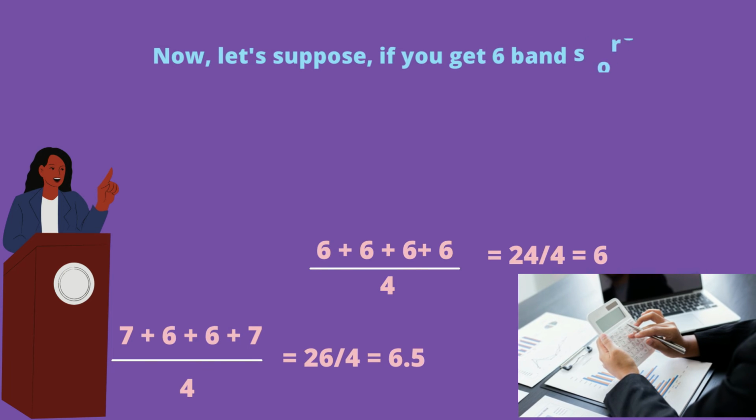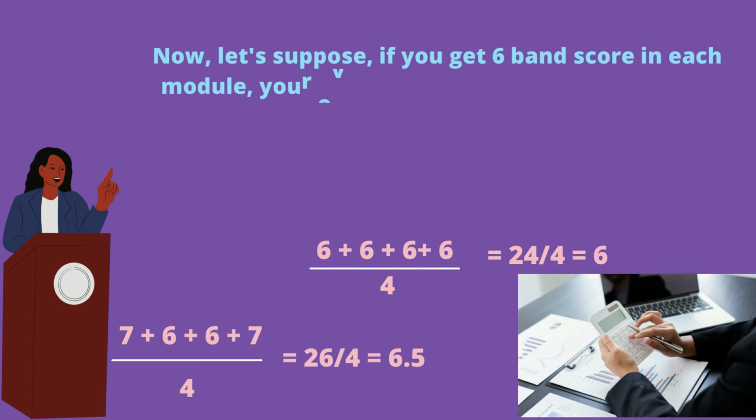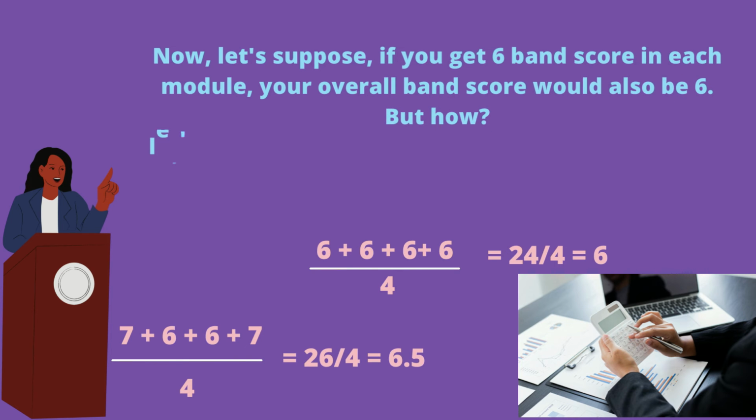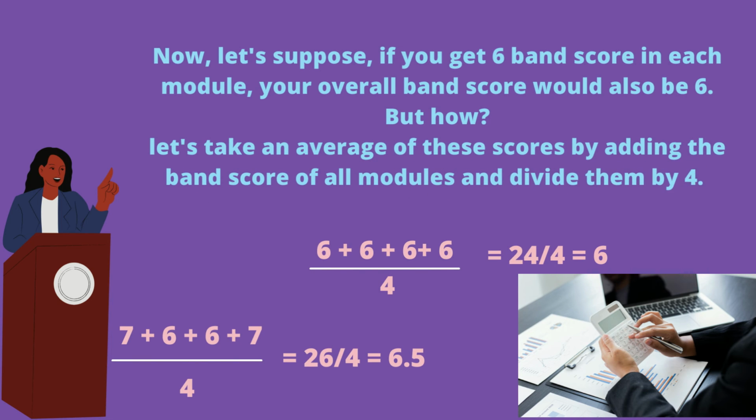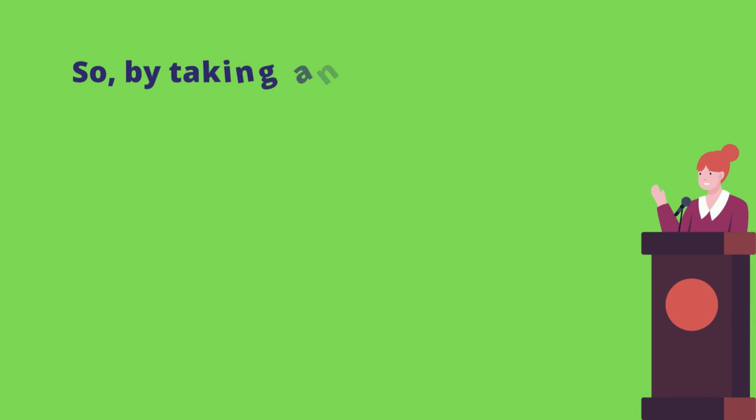Now let's suppose, if you get a 6 band score in each module, your overall band score would also be 6. But how? Let's take an average of these scores by adding the band scores of all modules and dividing them by 4. You will get an average of 6 band score. And if you get a 7 band score in 2 modules and 6 in the other 2 modules, you will get an average of 6.5 band score.